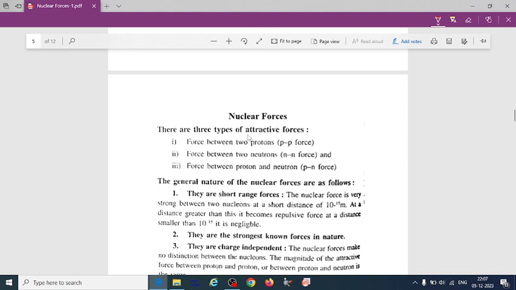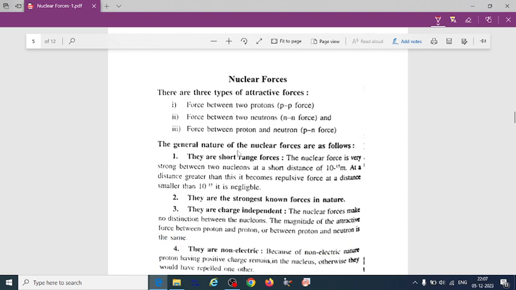So the next important property is nuclear forces. Some force is holding nucleons together inside the nucleus. That is called nuclear force. There are three types of attractive forces: one between proton and proton, between neutron and neutron, and between proton and neutron.